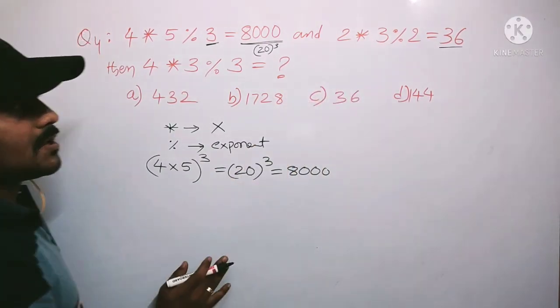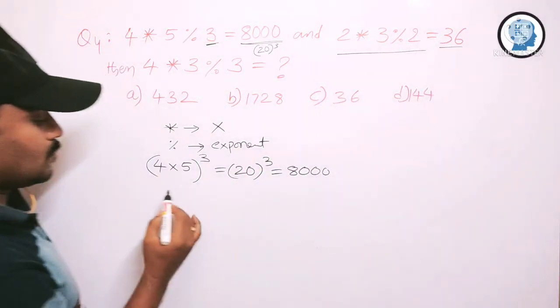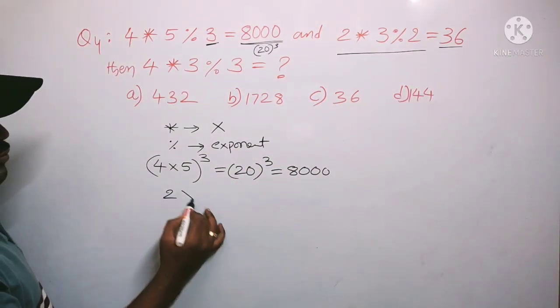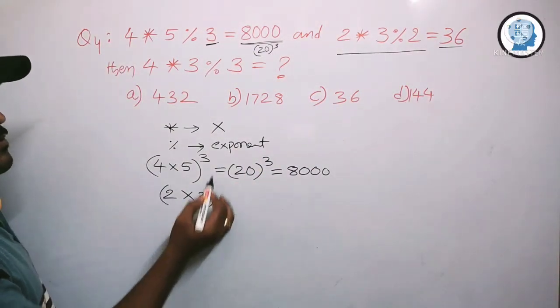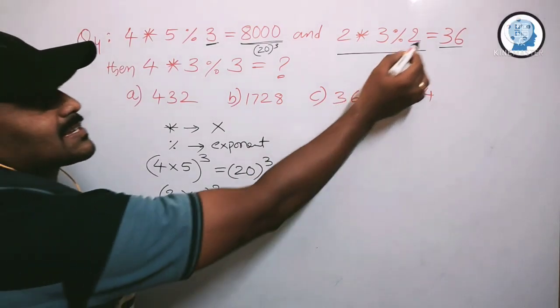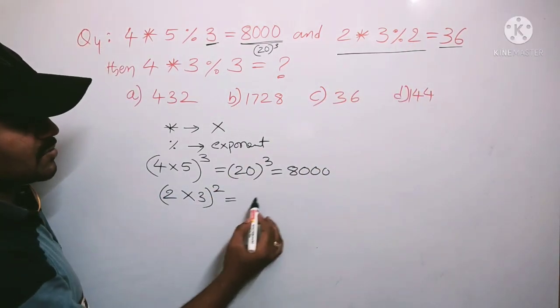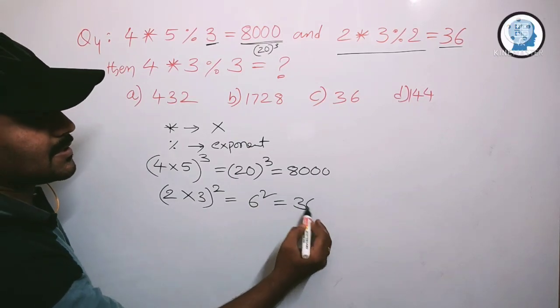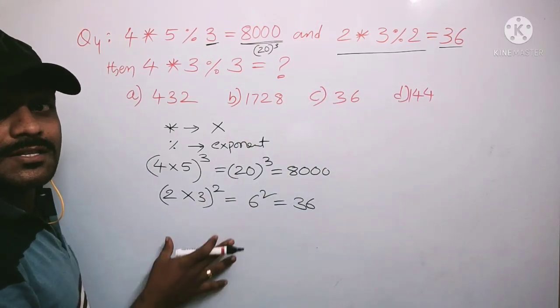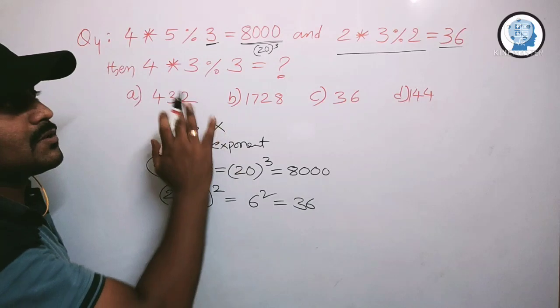Same thing I am doing here for the second expression. 2 star 3, so 2 into 3 I want to do. So what power will come? 2 will come. Why? Because the last number will come as power. So 6 square, that is 36. Yes, this is holding. This logic is followed by the 2 expressions.